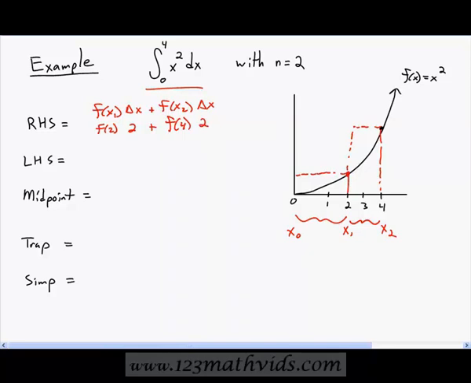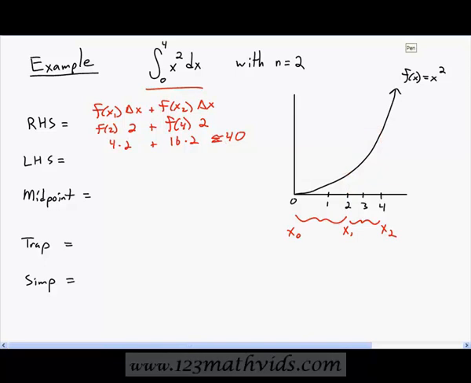Now what do I mean by f of 2? Well, that function is x squared. So x squared is my function, so f of 2 would be 2 squared. So there I have 4, and 4 squared is 16. And so 4 times 2 is 8. 16 times 2 is 32. My result is 40. This is my approximate value.